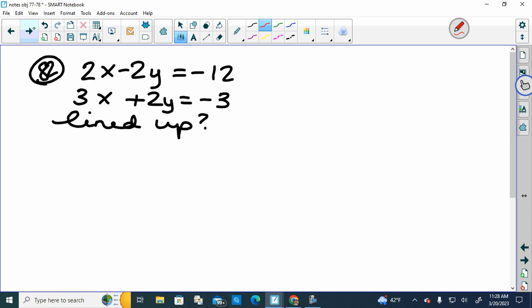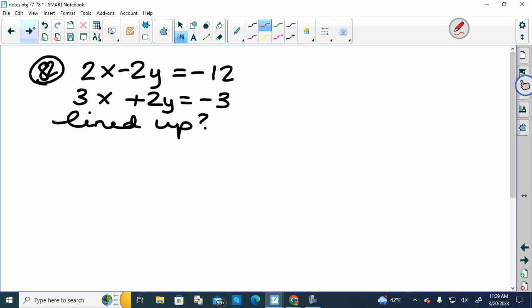Okay, so this is number 82. We have 2x minus 2y equals a negative 12. And then 3x plus 2y equals a negative 3. You don't have to write it lined up. Okay, that's just for me. You can write it if you want to.